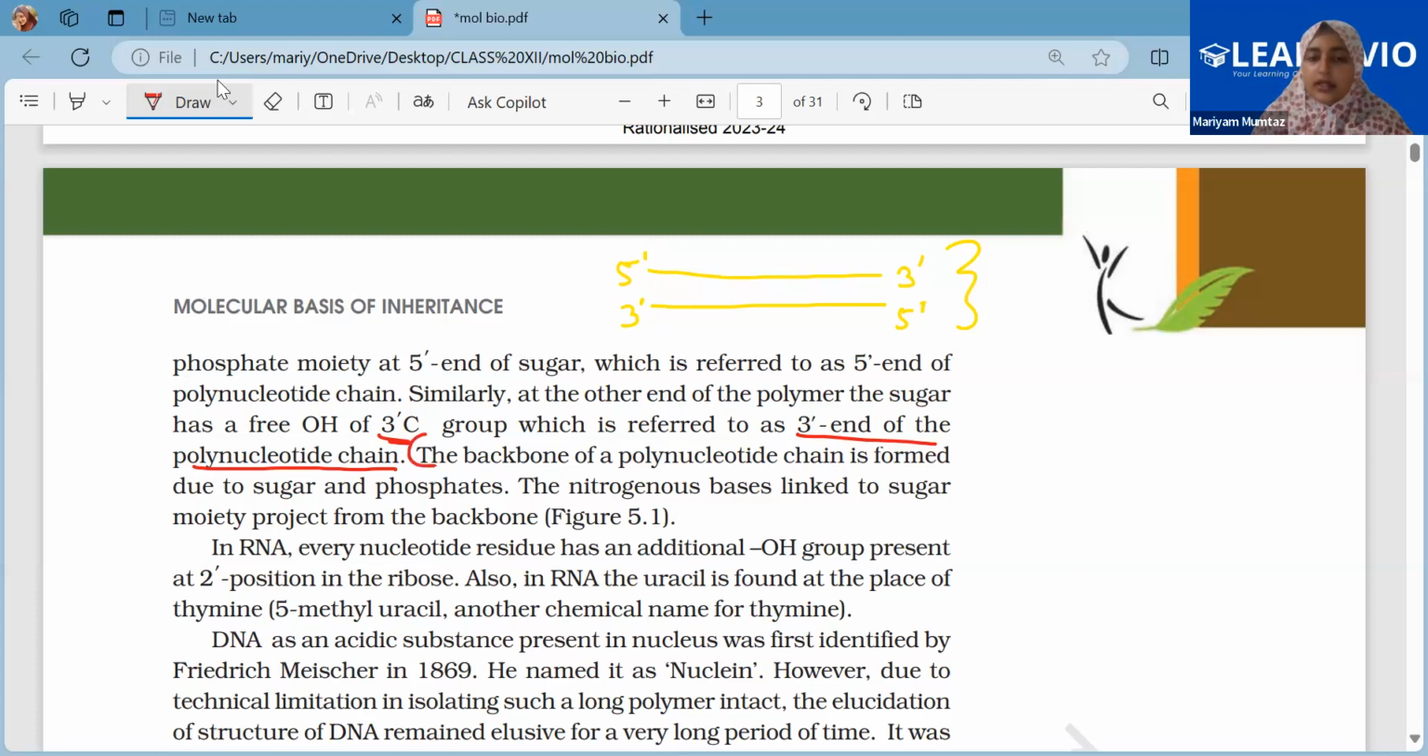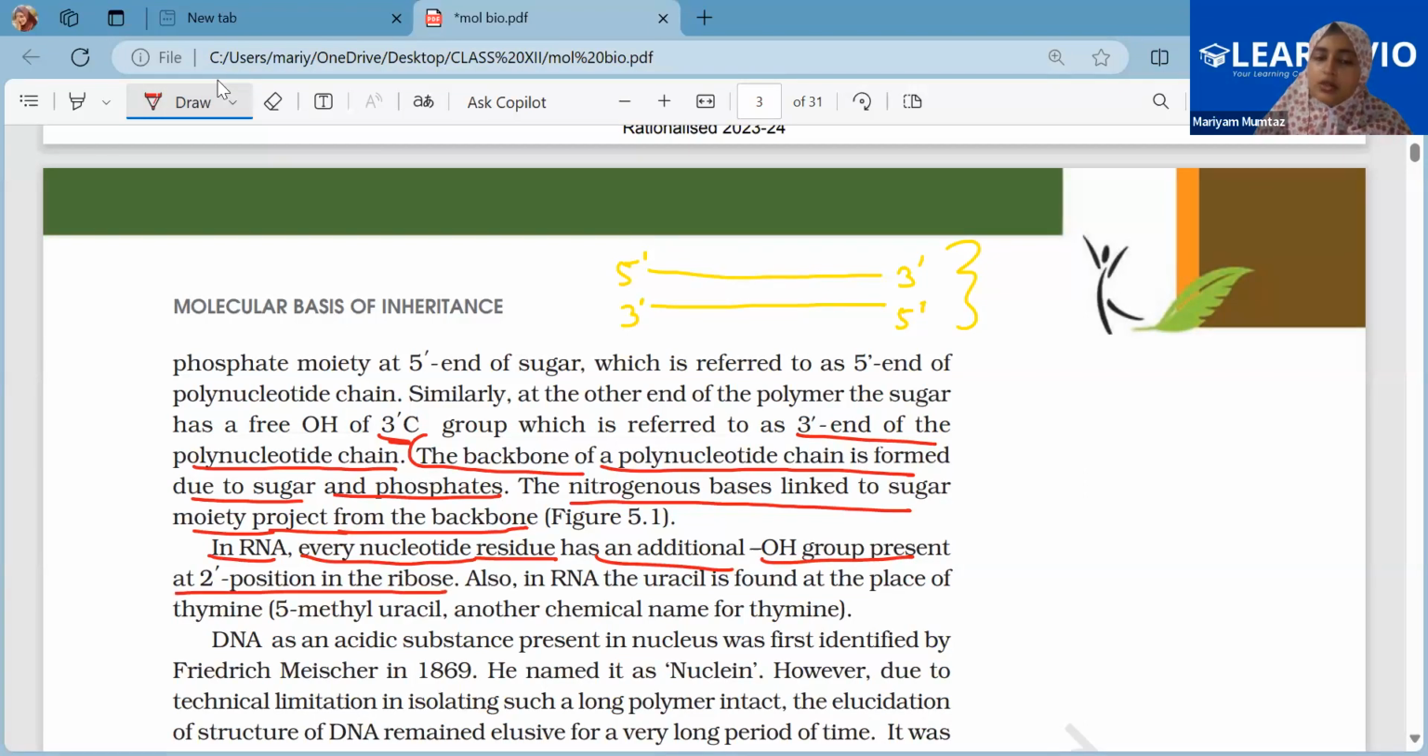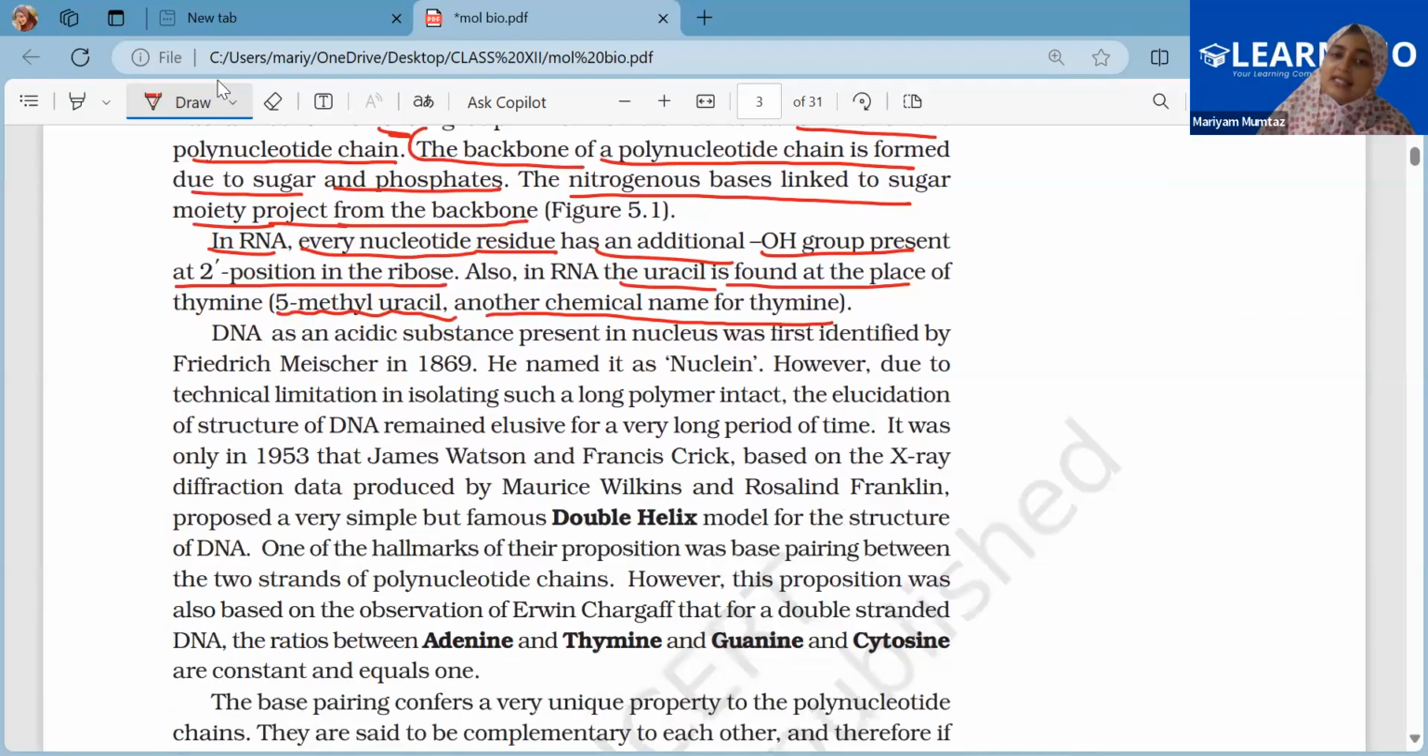Again, a very important line. The backbone of a polynucleotide chain is formed due to sugar and phosphates. The nitrogenous base linked to the sugar moiety projects from the backbone. Now, in RNA, every nucleotide residue has an additional OH group present at the 2' position in the ribose. Also, in RNA, uracil is found in the place of thymine, which is 5-methyl uracil, another chemical name for thymine.